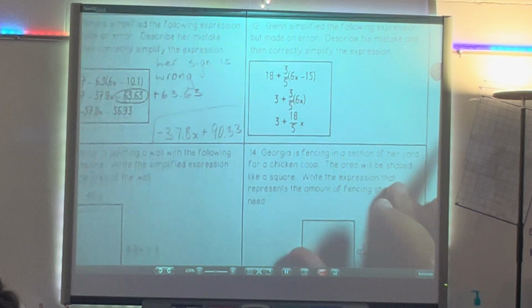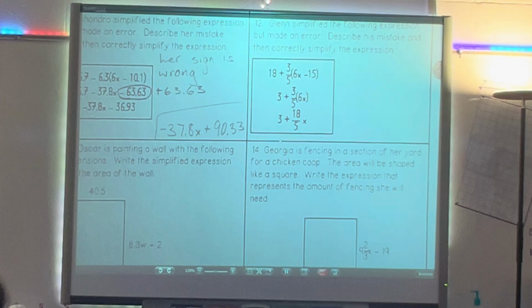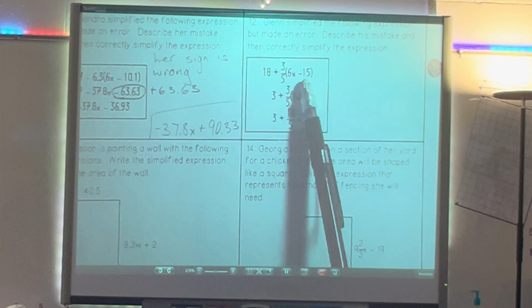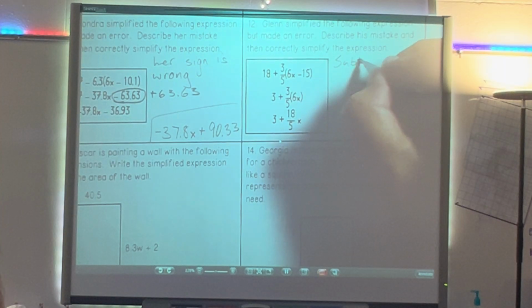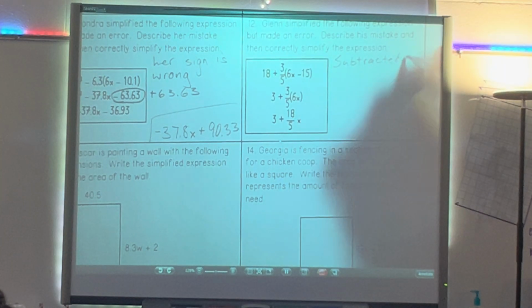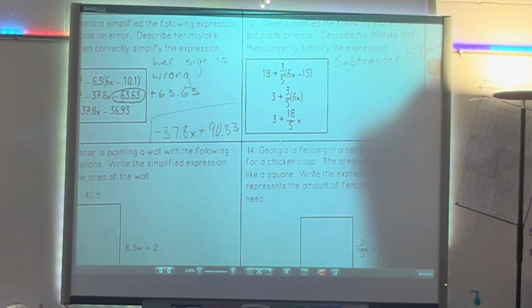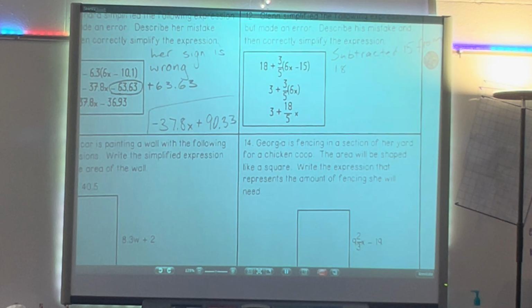So, what did he do? He didn't bring the 18 down, and I'm not real sure what he did, honestly. It looks like he did some combining of some stuff. But like he did 18 plus this minus this, I think. 18 minus 15. Yeah, that's what he did. He subtracted 15 from 18, and that's not okay. Alright, so that's what he did.